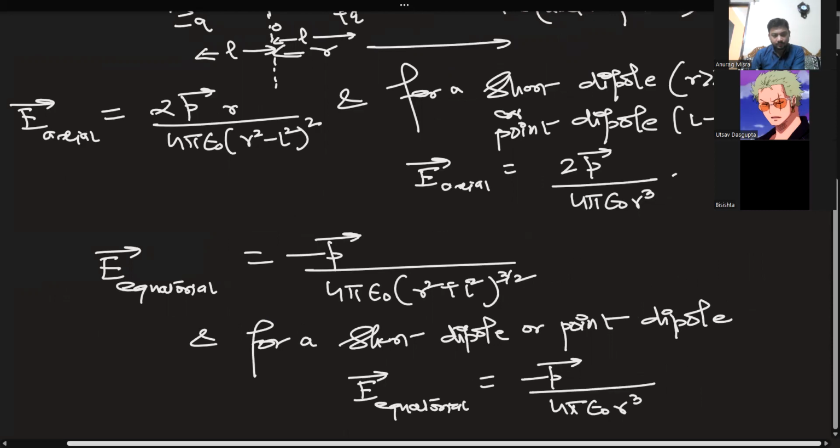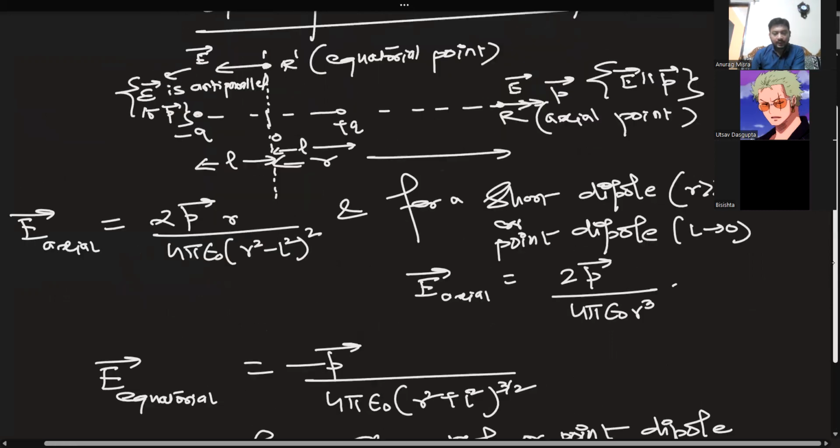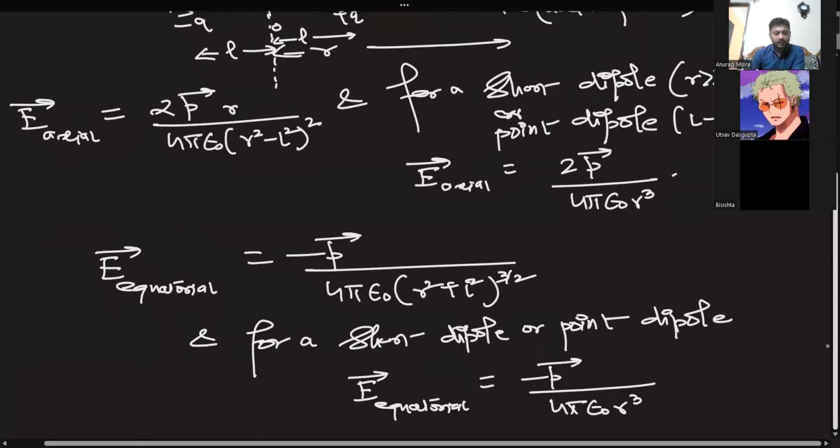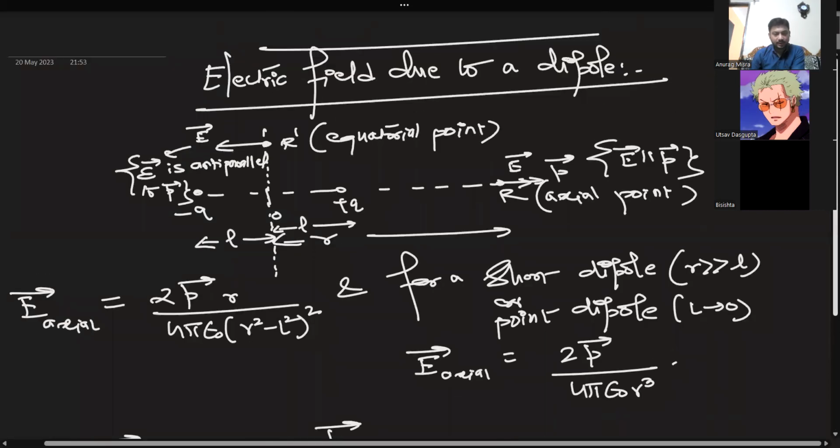Yes, sir. So can you explain for that equatorial point? At the equatorial point, we saw that E equatorial is vector-wise minus of P by 4 pi epsilon naught something. Minus of P means if dipole moment is acting left to right, the electric field is going right to left. That means the angle between dipole moment and electric field at this point is 180 degrees. Understood? They are anti-parallel. While on the axial point, they were parallel. Angle was 0 degrees.